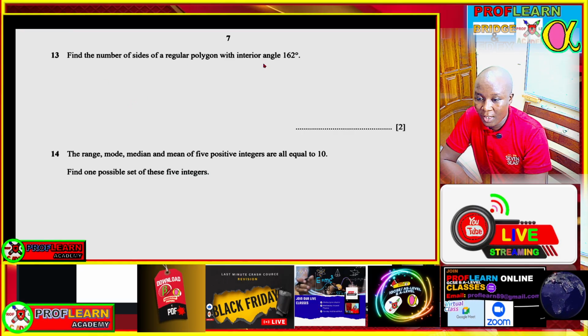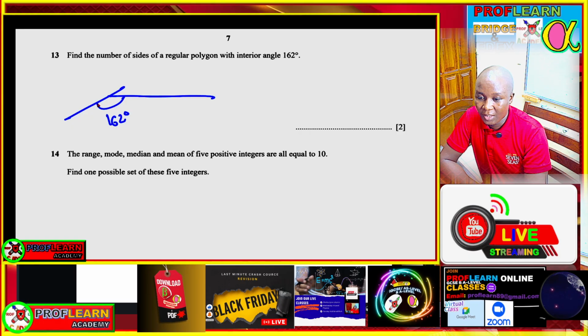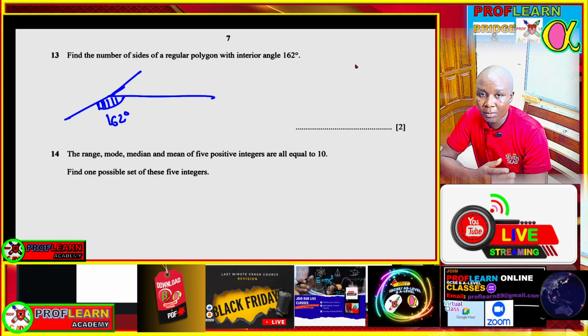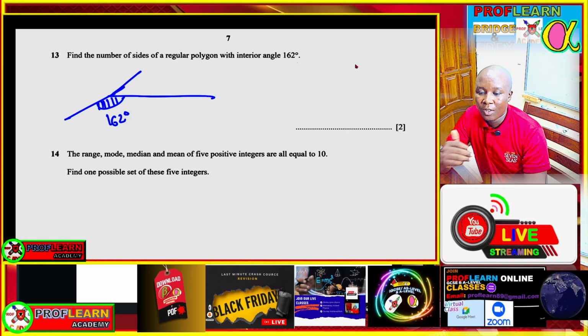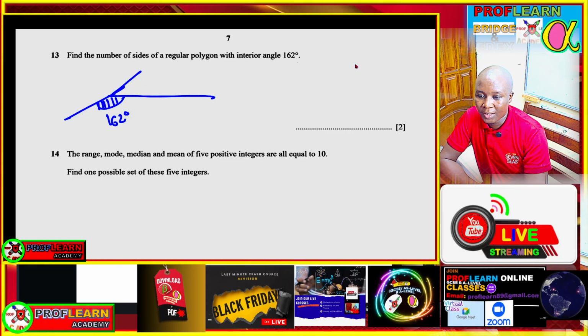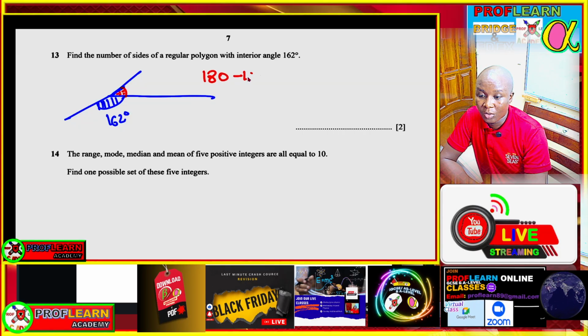So suppose we have a polygon like this, and then we have this as our interior angle. Then the exterior angle, remember, interior angle and exterior angle form a straight line. So the exterior angle for this polygon with interior angle 162 is going to be this angle outside here, which is going to be 180 minus 162, and that's going to translate to 18 degrees.